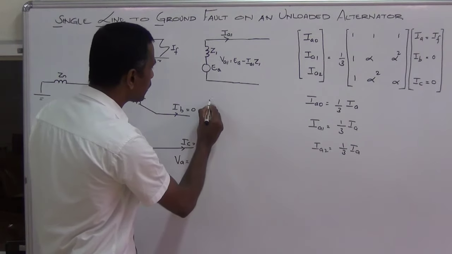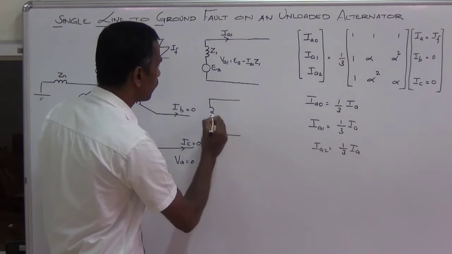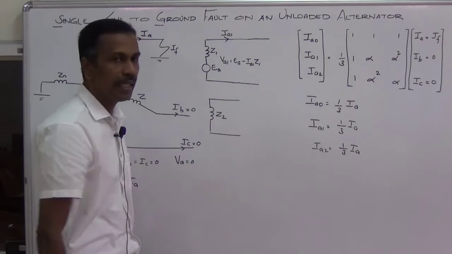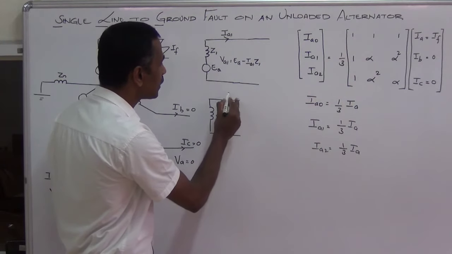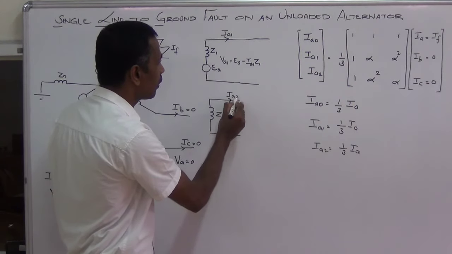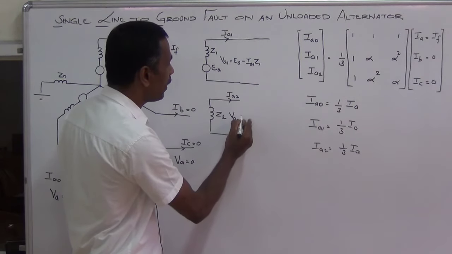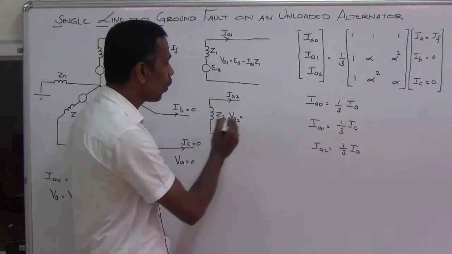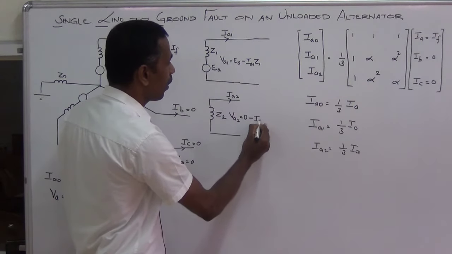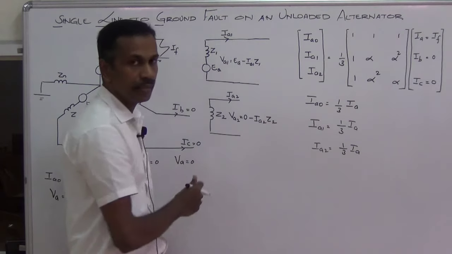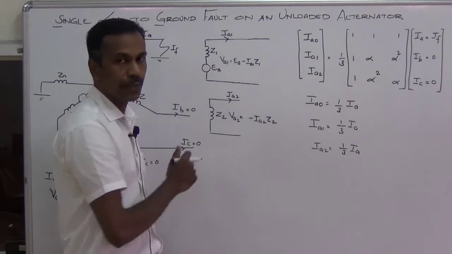This is the positive sequence network. Now in the negative sequence network, there is no voltage source. We have only negative sequence impedance, Z2. Here the current is IA2. Negative sequence voltage VA2 equals, there is no voltage source, so it is 0 minus IA2 Z2. Or it is minus IA2 Z2.